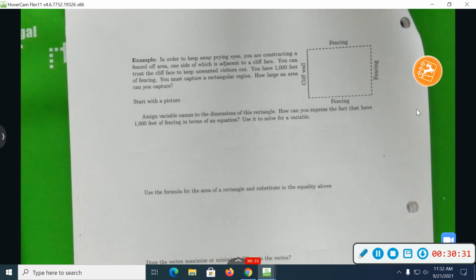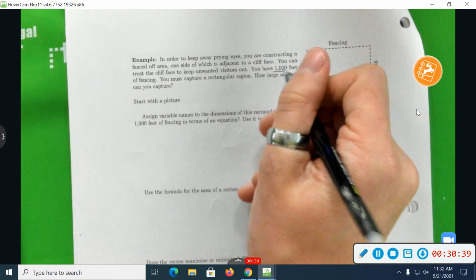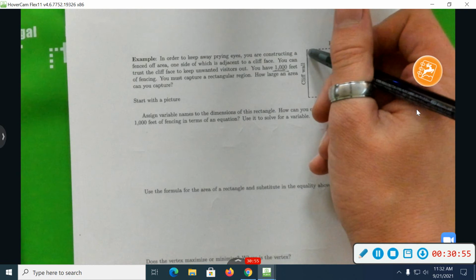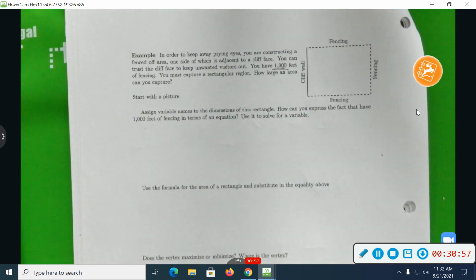Now, you have a budget to work under. You've already acquired the land. You have enough money to buy 1,000 feet of fencing. You don't have to build a fence on the side that's already covered by the cliff. You're assuming no one's going to rappel down the cliff to find out your secrets. You're not that important. So you can save some money by not building any fences along the cliff wall. How much area can you capture? The bigger that region is, the more space you have to hide your buried secrets or treasure.